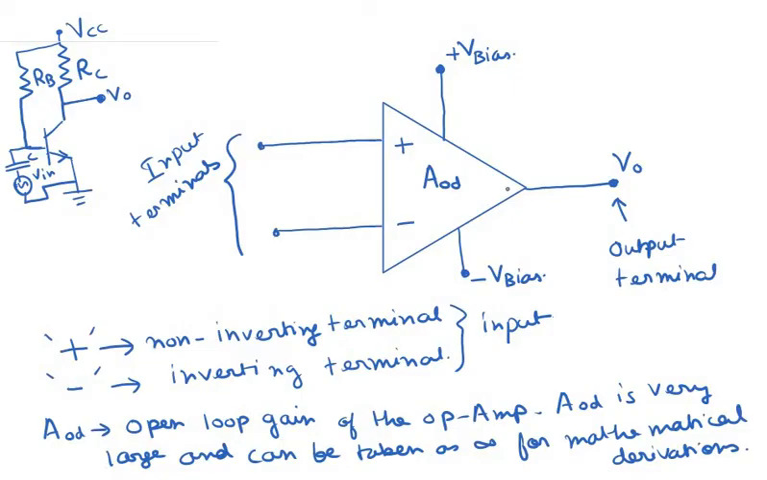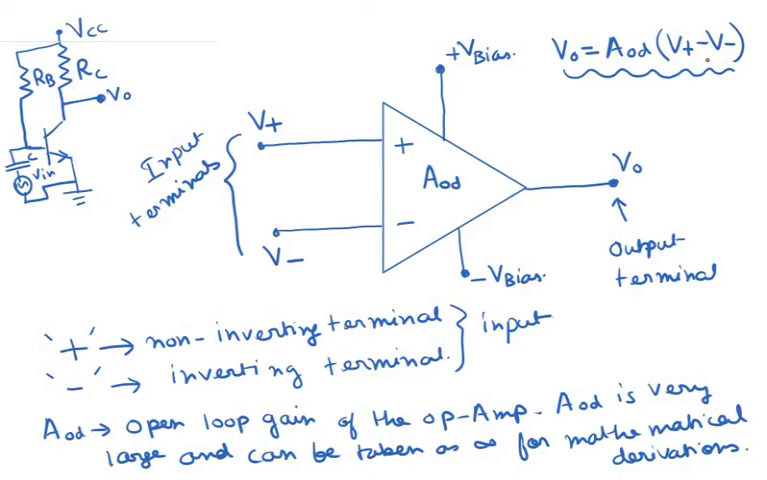The output voltage of the op-amp V0 is given by V0 equal to AOD times V plus minus V minus, where V plus is the input voltage at the non-inverting terminal and V minus is the input voltage at the inverting terminal. So the output voltage of the op-amp is given by V0 equal to AOD, the open loop gain of the op-amp, multiplied by V plus minus V minus, the difference between the input voltages.